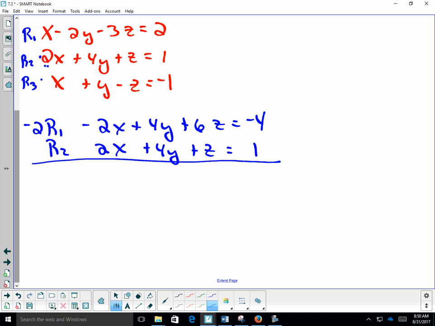When I add those 2 rows together, this will be 0, which is what I wanted. I don't need to write it, but I'm writing it to show you. Plus 8y plus 7z is equal to negative 3.